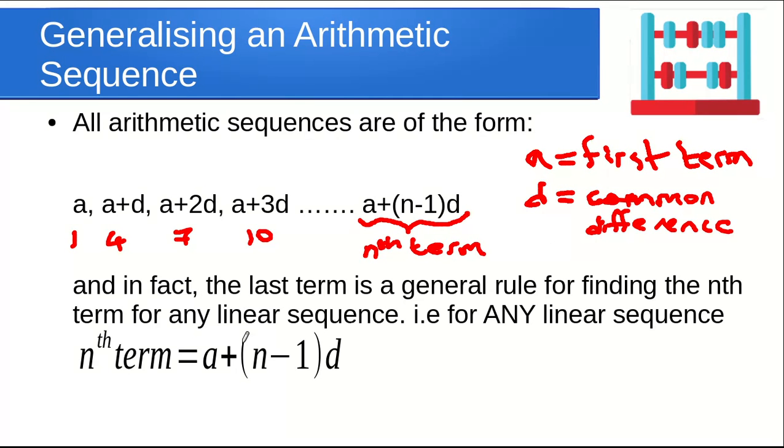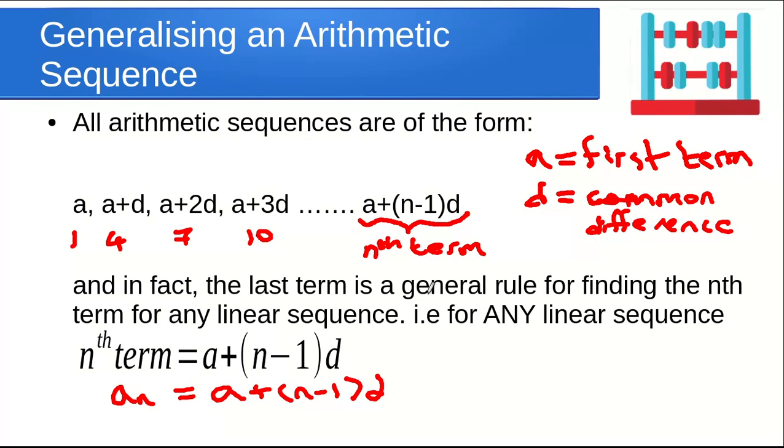So I then show them this lovely little formula. Nth term equals a plus n minus 1 d, but once again, I'm going to write it down as an equals a plus n minus 1 d. And I think that's how the formula appears in the Edexcel formula book at A-level. So, in fact, this is a general rule for finding the nth term of any linear sequence, and you can use it.